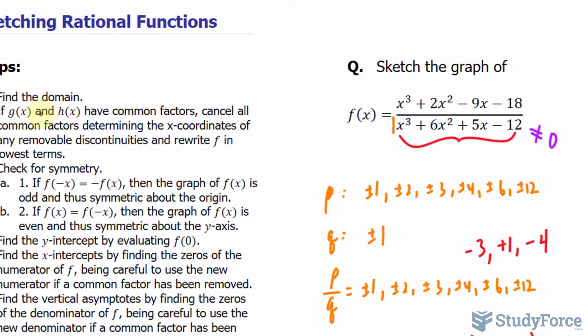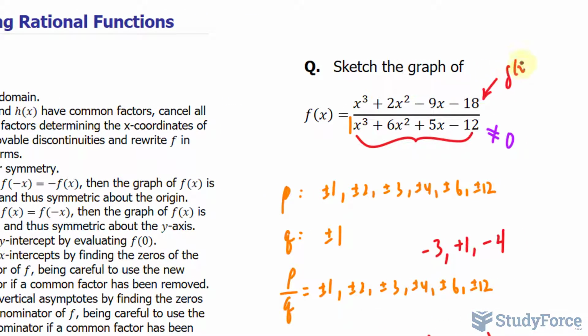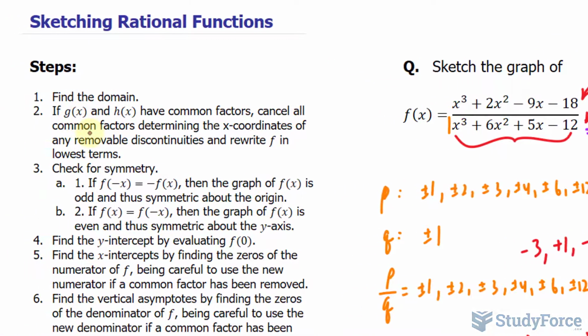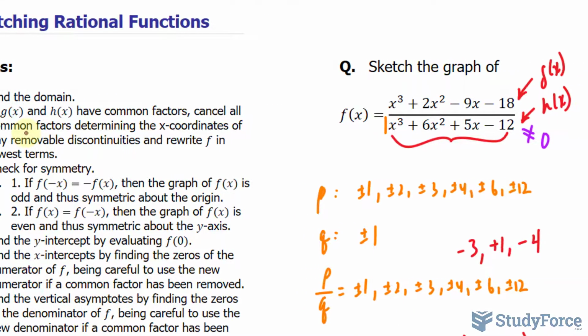If g of x, so I'll say that this polynomial is g of x, and this polynomial is h of x. If g of x and h of x have common factors, cancel all common factors, determining the x-coordinates of any removable discontinuities, and rewrite f in lowest terms. Essentially what they're saying is find out the removable discontinuities. And to do that, we need to factor now the numerator as well. And where there are common factors, that will determine a removable discontinuity. That's essentially when you have a hole in the graph. And it's a little bit different than a vertical asymptote as explained in previous videos.